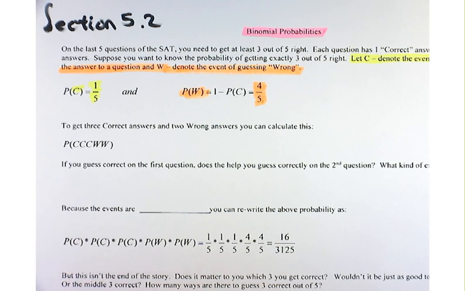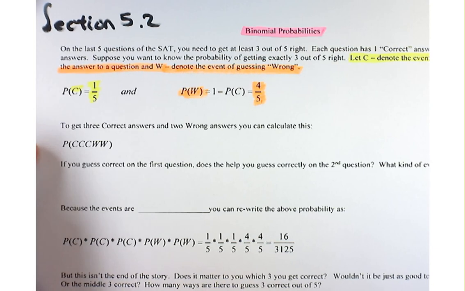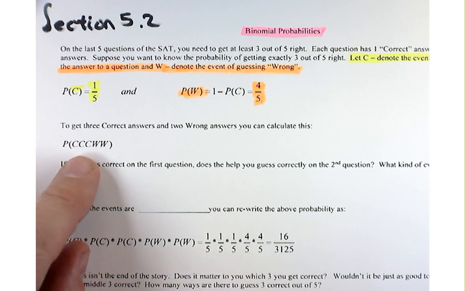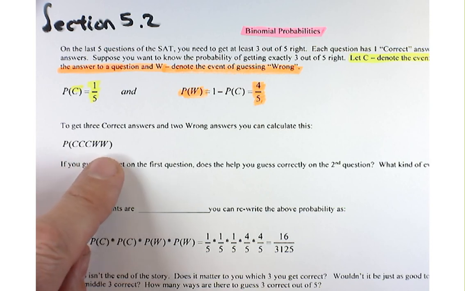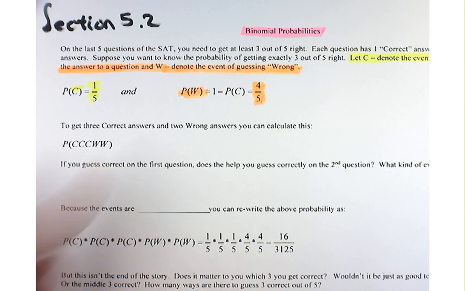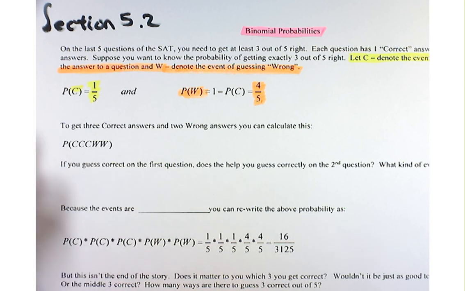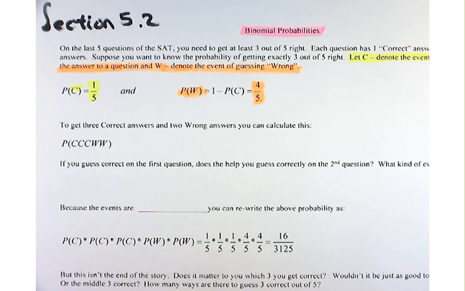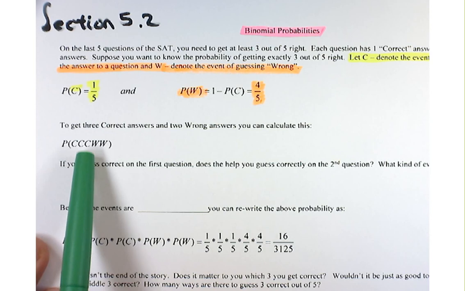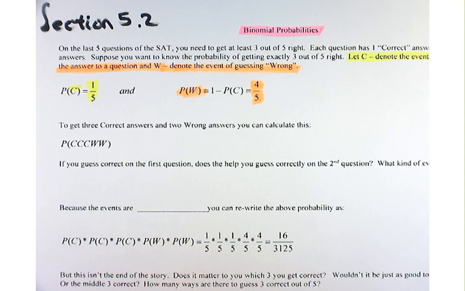So you want to calculate that probability. And so what you have is this event: probability of a correct guess, another correct guess, another correct guess, a wrong guess, and then another wrong guess. You need to calculate that probability, and there's something that's going to help you out, because this is really a lot of simple events smushed together. Now, if you guess correctly on the first one, does that help you guess correctly on the second one? No, it doesn't. Nor does guessing correctly on the second one help you guess correctly on the third one or get the last one wrong.